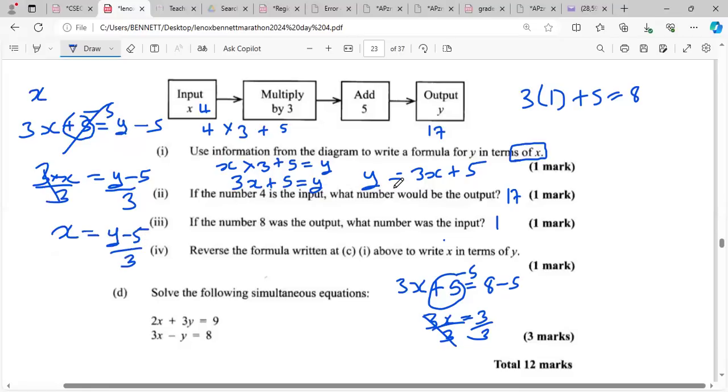And it makes sense. When y is 8, x was 1. You can check it. 8 take away 5, that's 3. 3 divided by 3, 1.